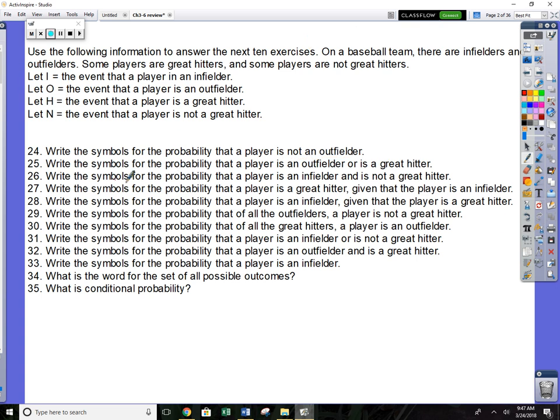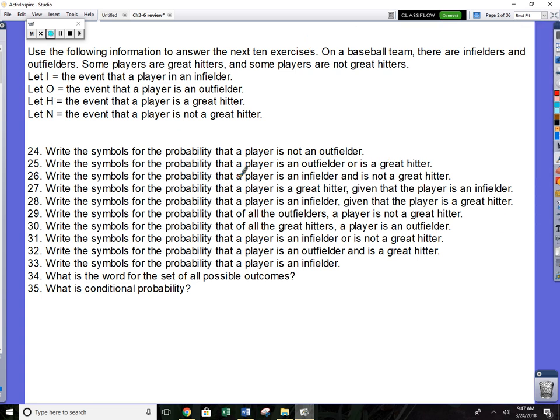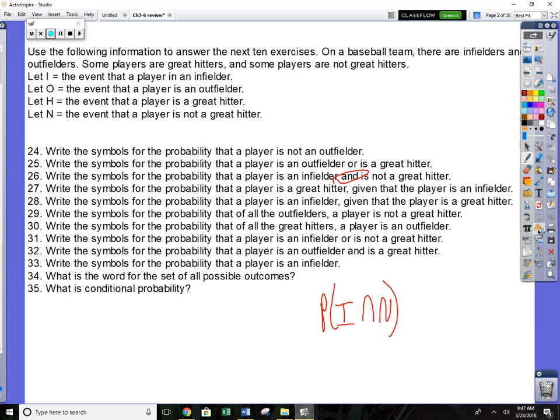Okay, number 26. What are the chances he's an infielder and is not a great hitter? So and is the key word, so it's going to be probability that he is an infielder, that's I, and is intersect, not a great hitter, is N. Pretty easy. Let's do, okay, the next one.